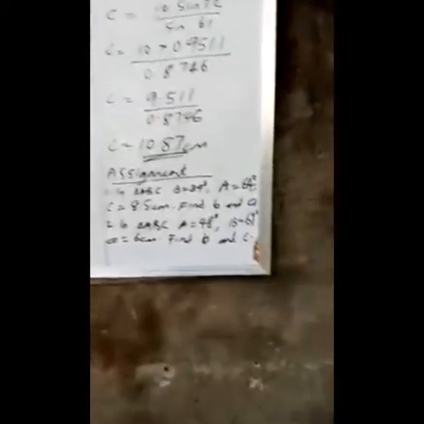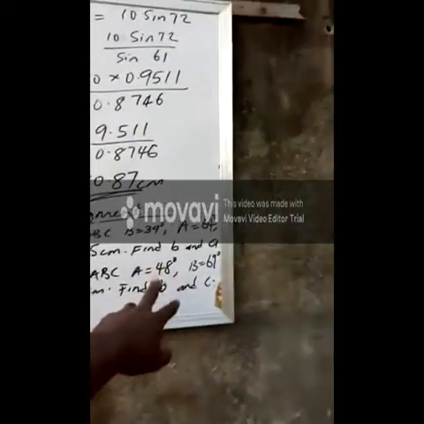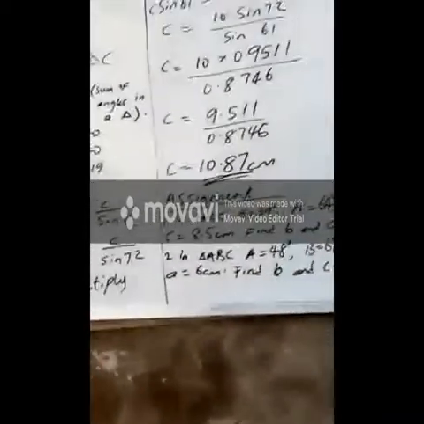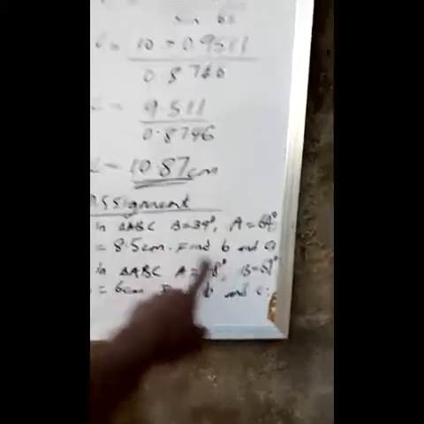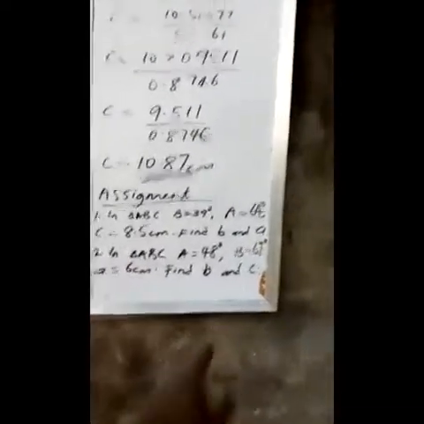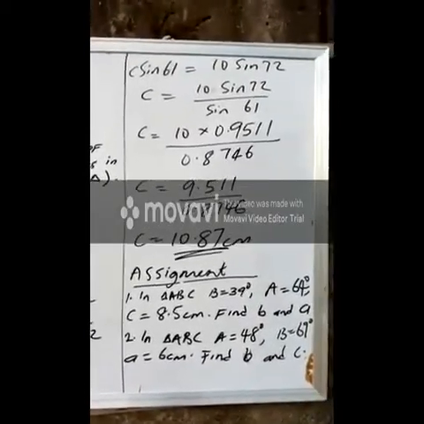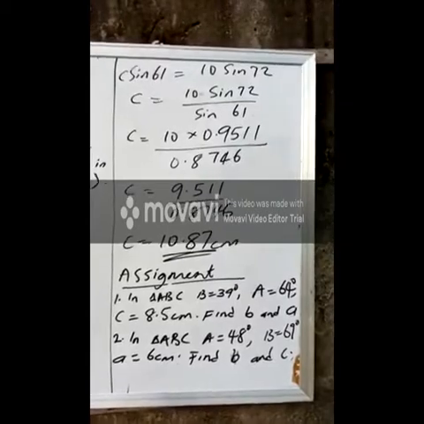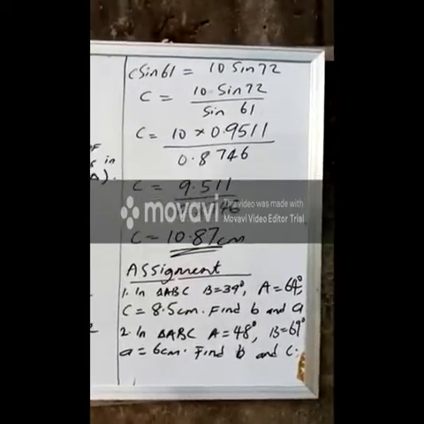Now, for assignments, which will be submitted before the next class, we have to look for the missing sides. In example 1, you have angle B as 39, angle A as 64, and side c as 8.5. Find a and b. And in number 2, you have to look for b and c, given that A is 48, B is 69, and side a is 6 centimeters.